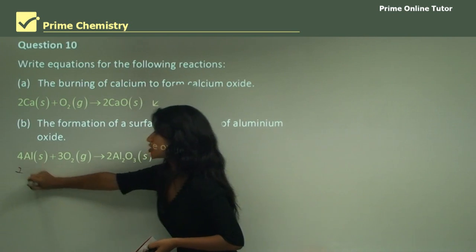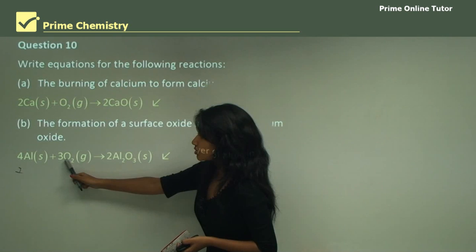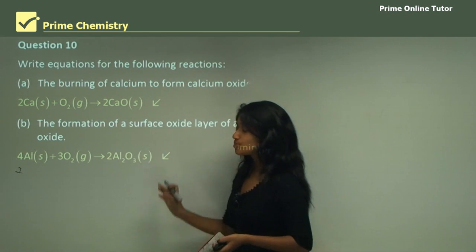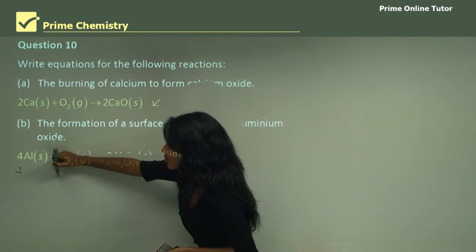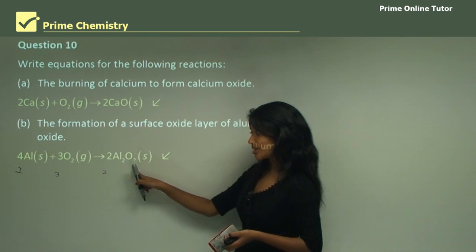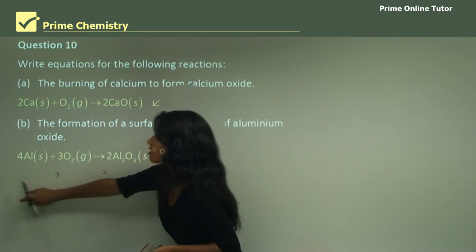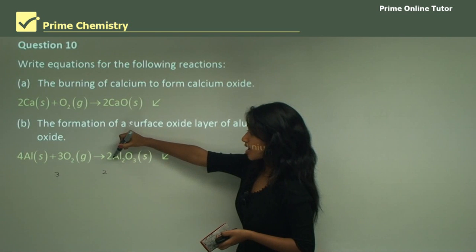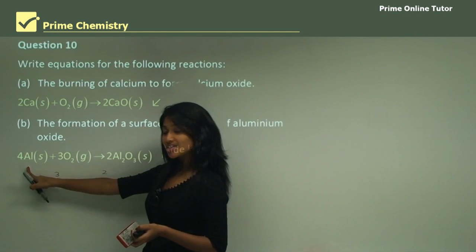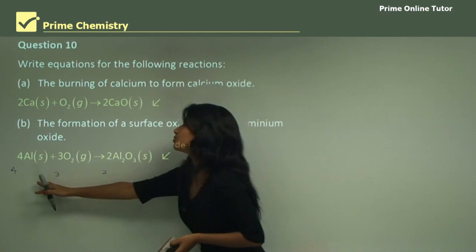So first you would write a 2 in there, and then we would have 2 oxygens here, but we have 3 oxygens here. So in order to balance this, what you would do is you would have 3 in front of the oxygen and 2 in front of our aluminium oxide molecule. But then that kind of stuffs up our balancing for the aluminium, because now we have 4 aluminium molecules here. So in order to make it all balanced, we would put a 4 in front of our aluminium here. So that's how you would go about balancing your equation.